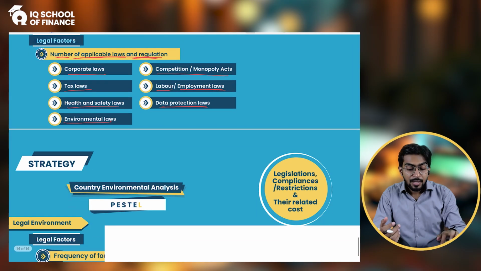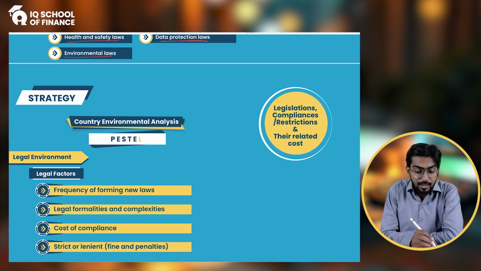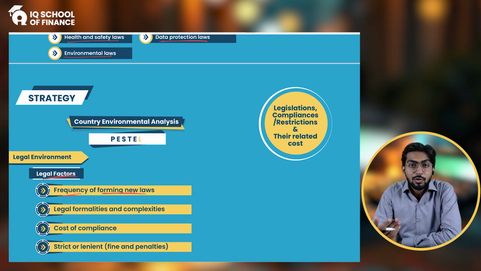Because what I am trying to make you understand is that in legal factors, you would be identifying the frequency of the formation of new laws, because the more rapidly more laws are coming into formation, that means again new laws are coming, new restrictions are coming, right?